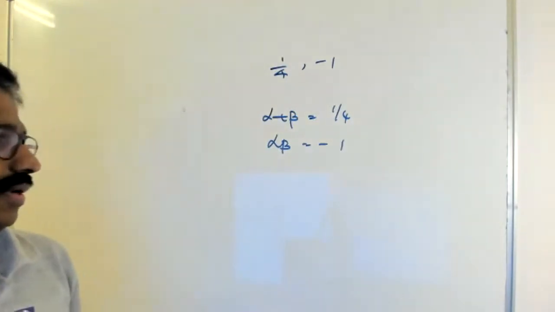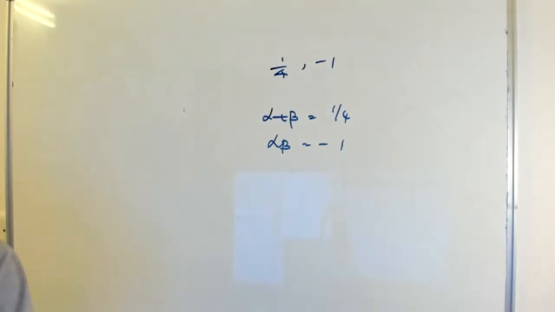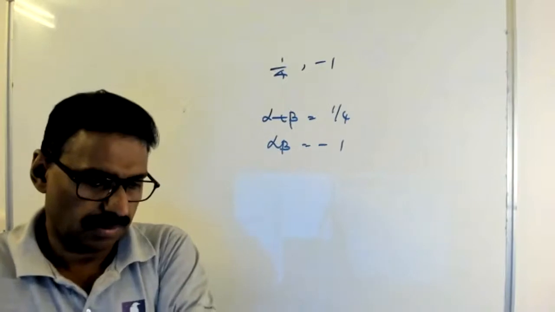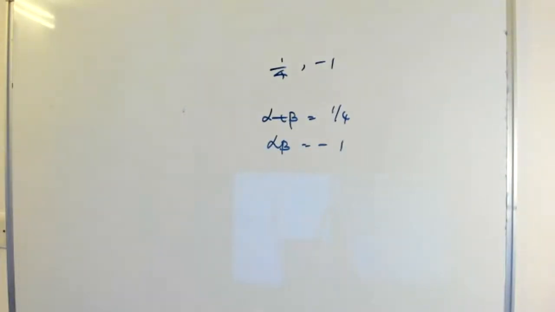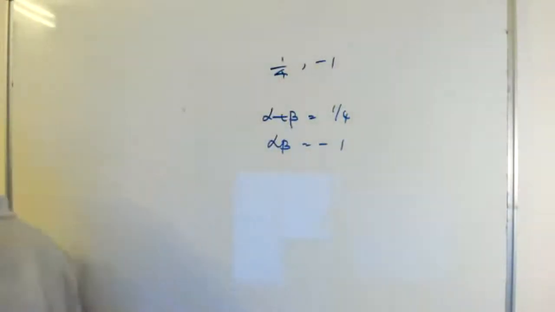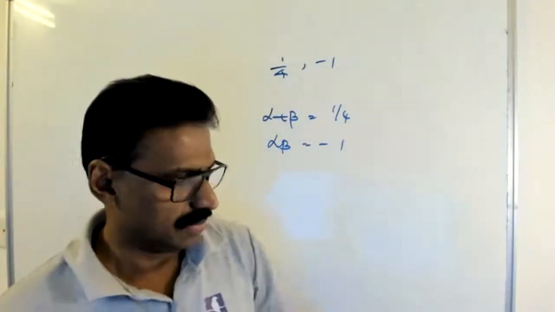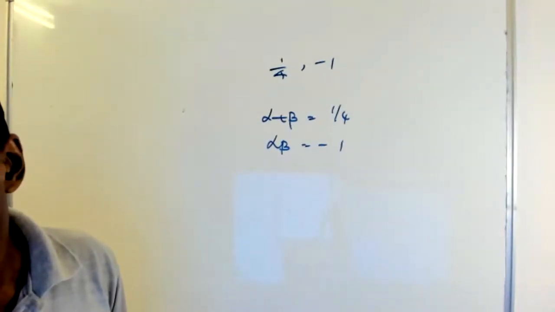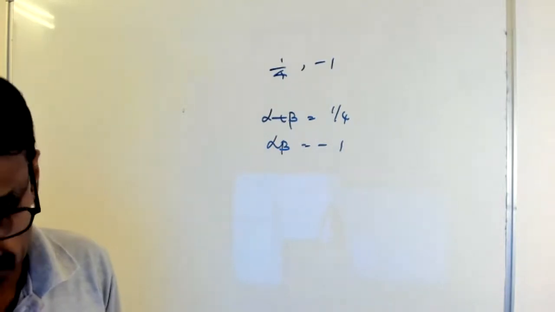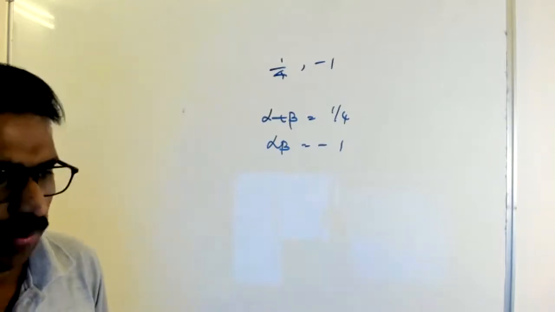The sum is 1 by 4. Product is minus 1. Okay, sum is 1 by 4 and product is minus 1. Anybody got it? Roshan, finished? Sir, I completed. Okay, what is the polynomial you got?